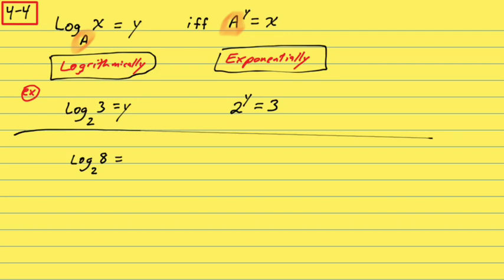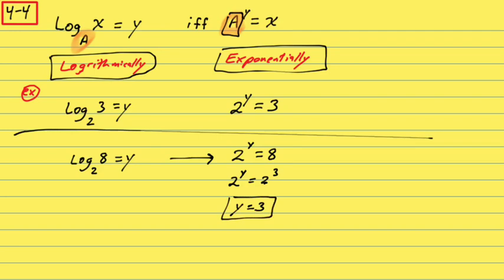This is written logarithmically. Now I want to write it exponentially. The base a is 2 raised to the y equals the x, which in this case the x is 8. 8 could be written as 2 to the third. If you just look at these, the bases are equal, the expressions are equal, therefore the exponents have to be equal. So yes, the value of this is 3.